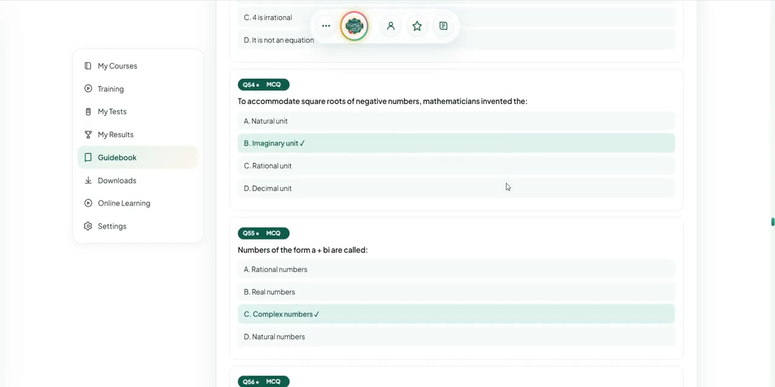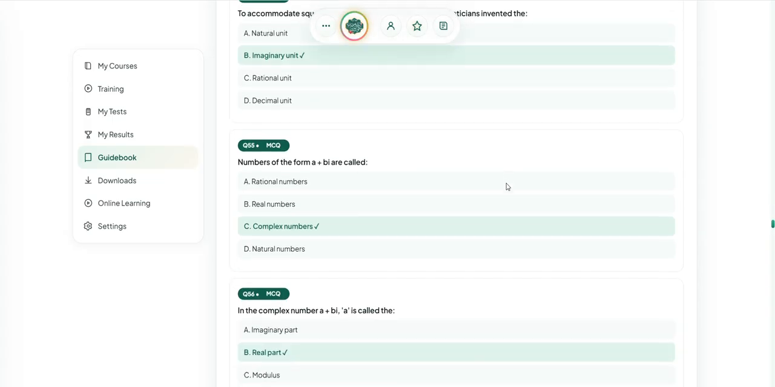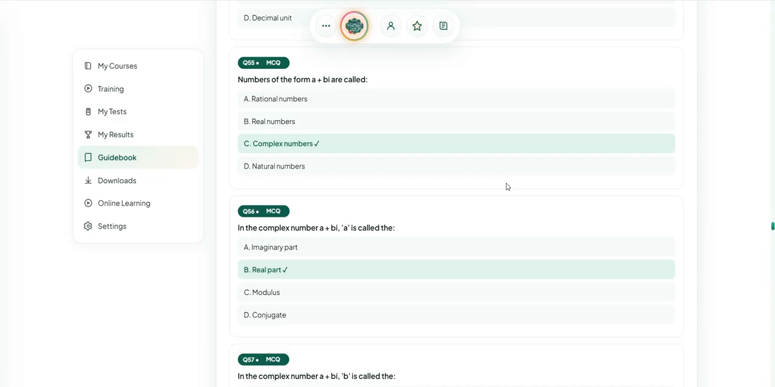To accommodate square roots of negative numbers, mathematicians invented the imaginary unit i. Numbers of the form a plus bi are called complex numbers.